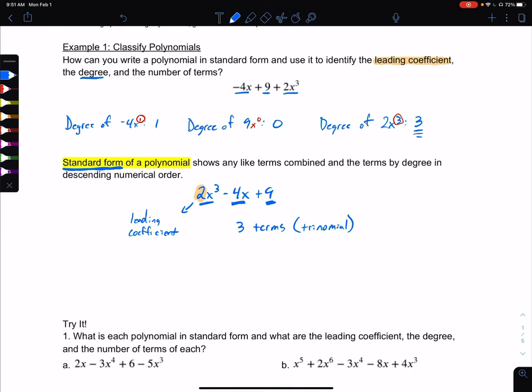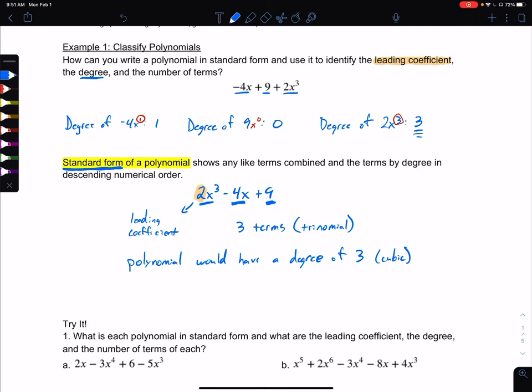And then the degree of the entire polynomial. So these degrees up here are for each individual term. The degree of the polynomial itself is whatever the highest power is. So this polynomial would have a degree of 3. All right, and that makes it cubic. Again, the polynomial degree is the highest power.